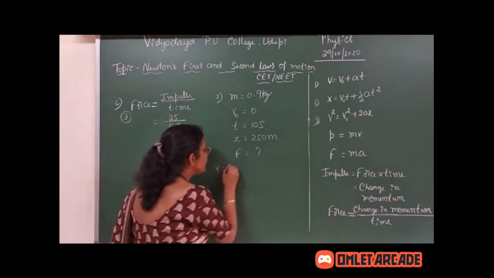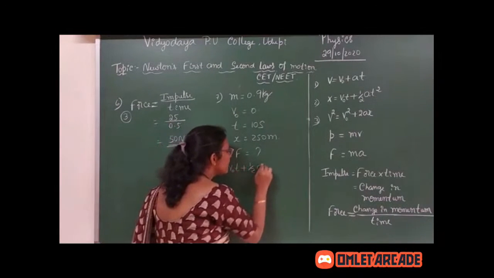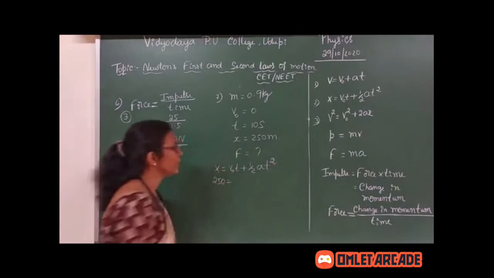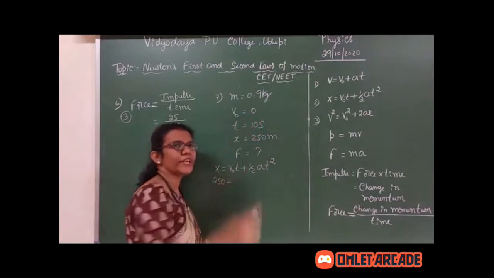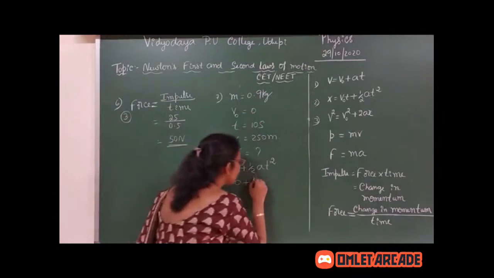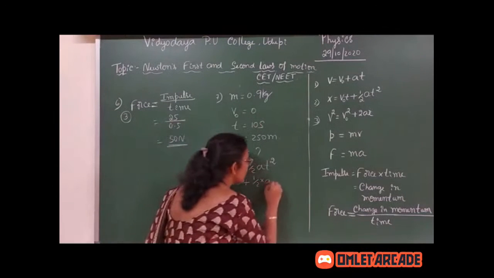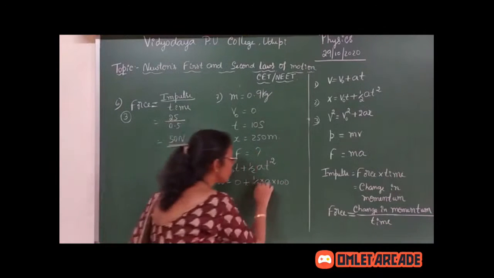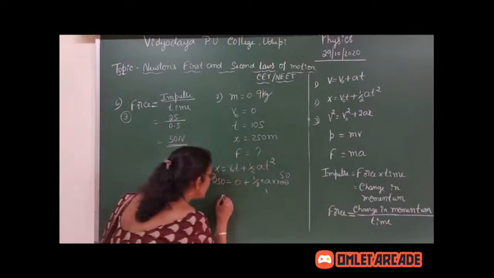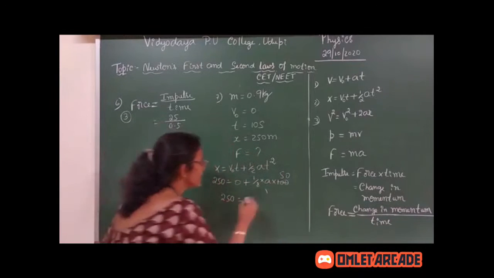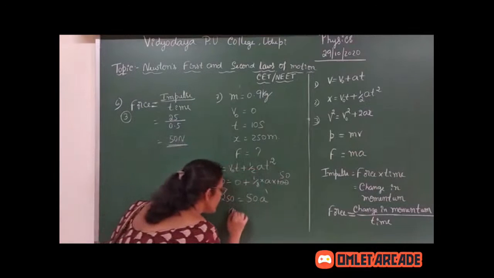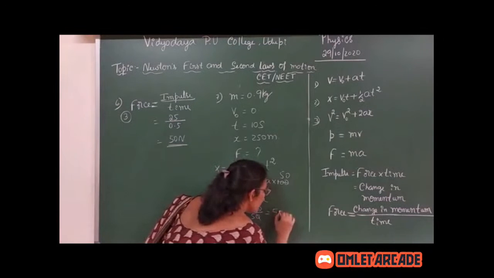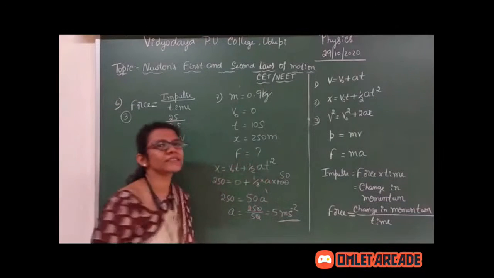So first, x equal to v naught t plus half a t square. Now x is given, 250 is equal to v naught is 0, so 0 into 10 is 0, plus half into a, which we have to calculate, into t square, that is 10 square, 100. So half of 100 is 50, we get 250 is equal to 50 a, or a is 250 by 50. So we get 5 meter per second square as the acceleration.